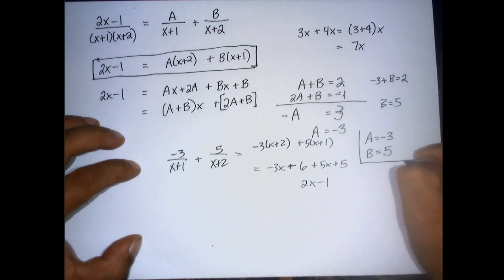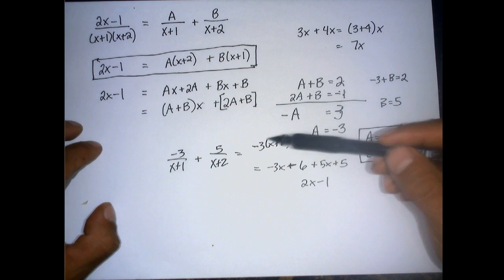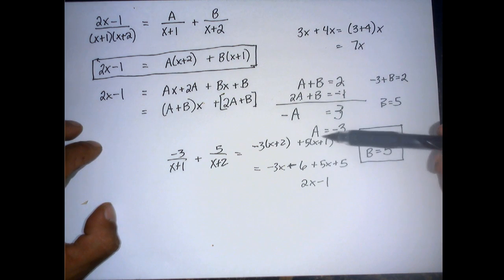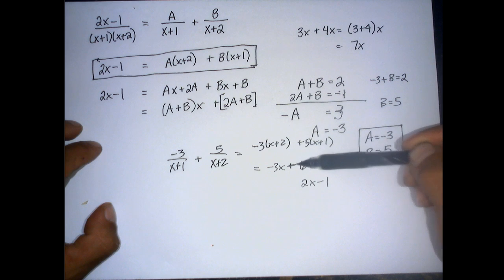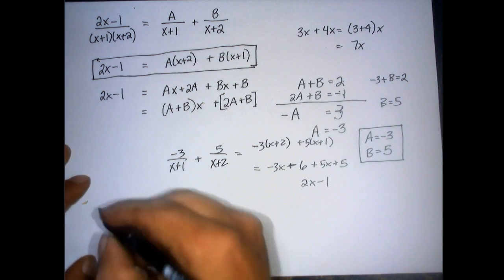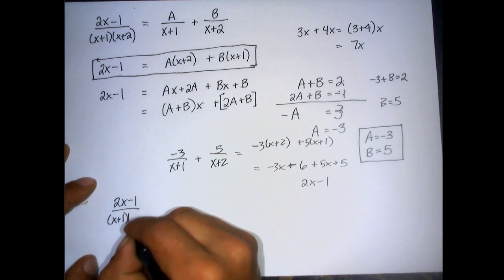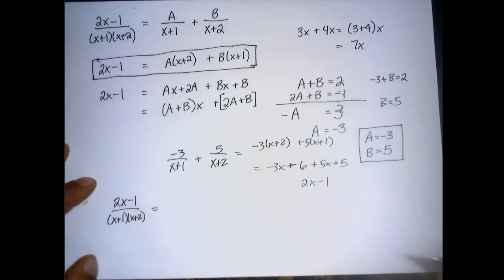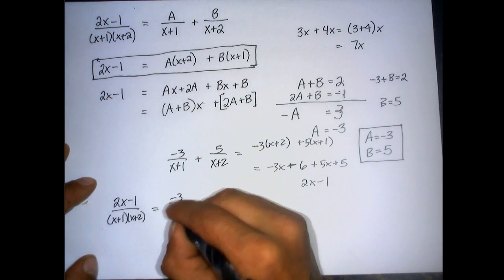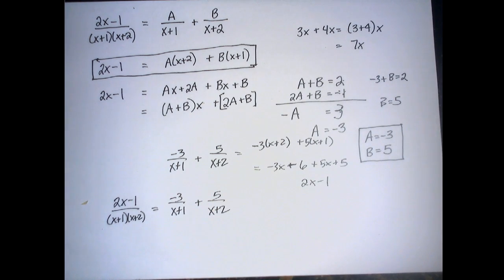Sorry, I butchered that. Let me make sure I check this right. Negative 6, yep. Nope, that would be, yeah, that's minus 1. Negative 6 plus 5, yeah. 5 minus 3 is 2x. Yep, that's right. Okay, so 2x minus 1 divided by x plus 1, x plus 2 is equal to negative 3 over x plus 1 plus 5 over x plus 2. All right, that is the first problem.